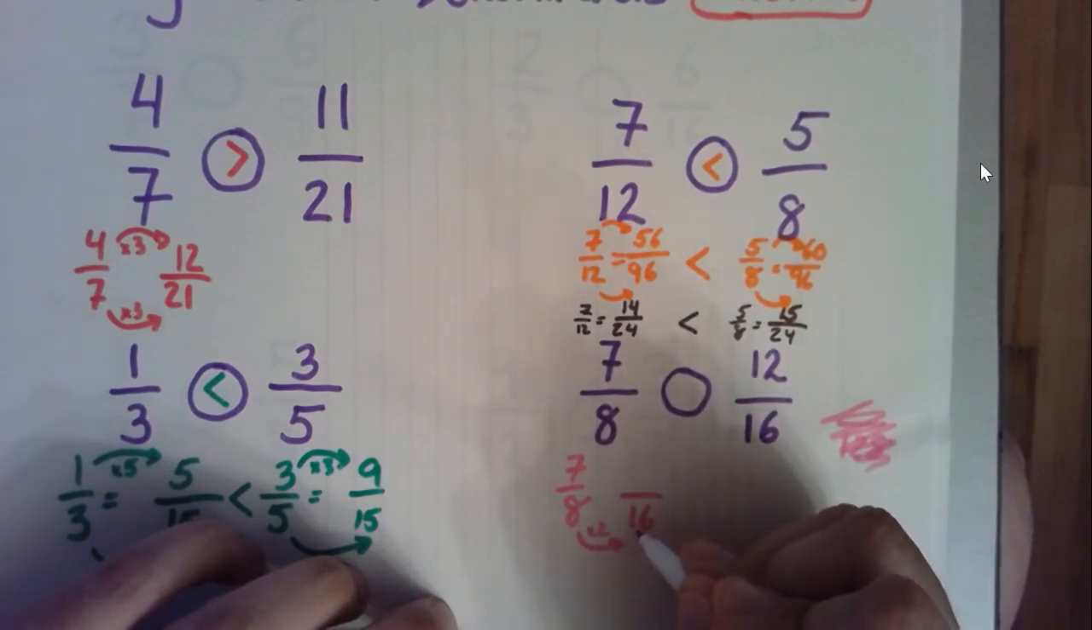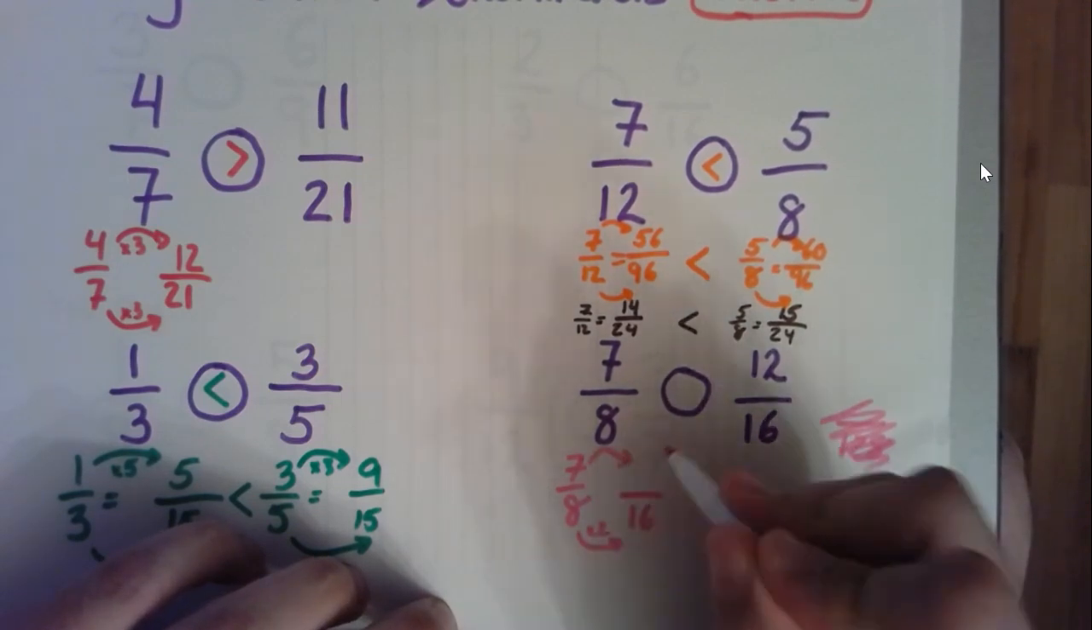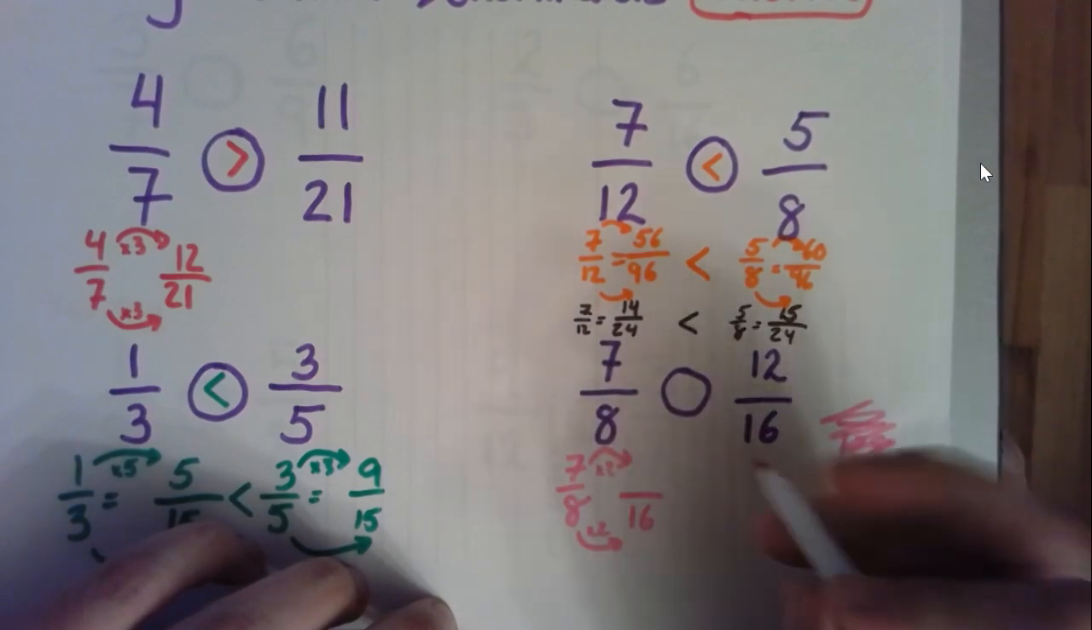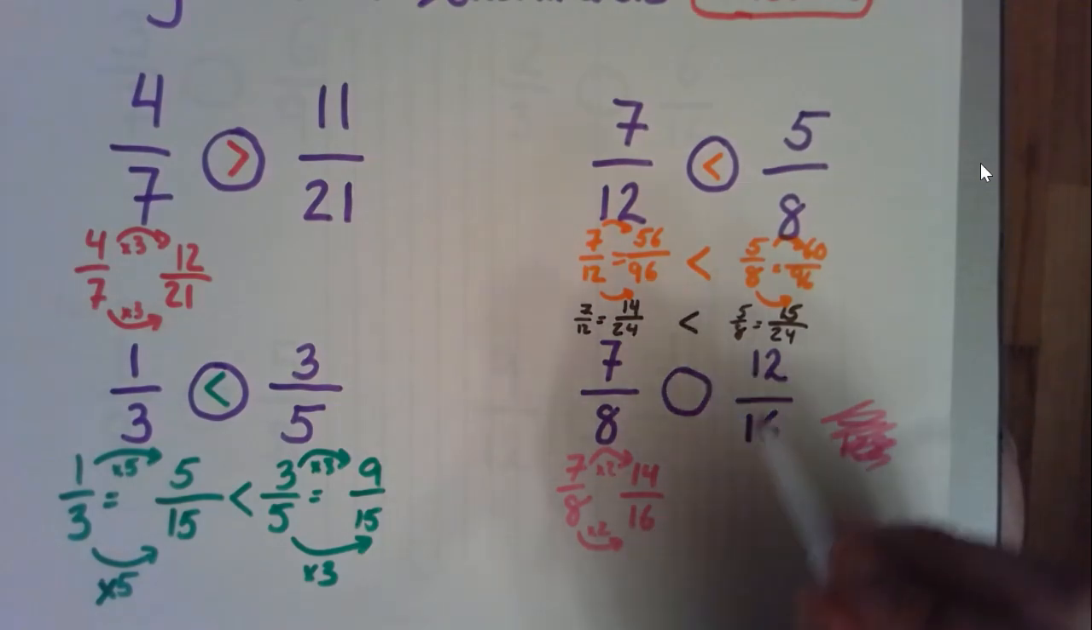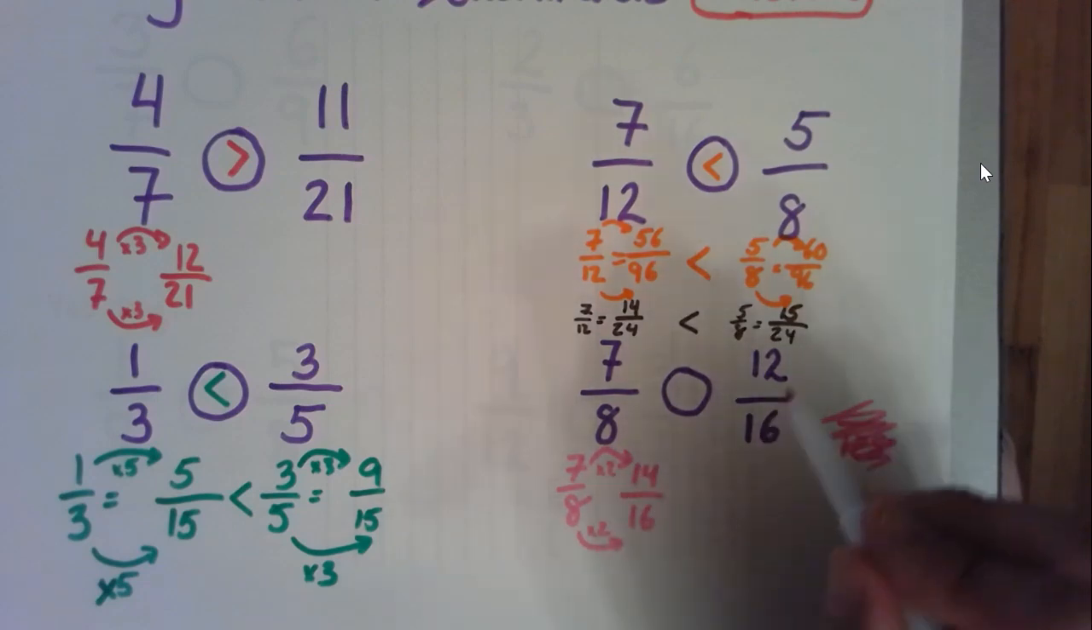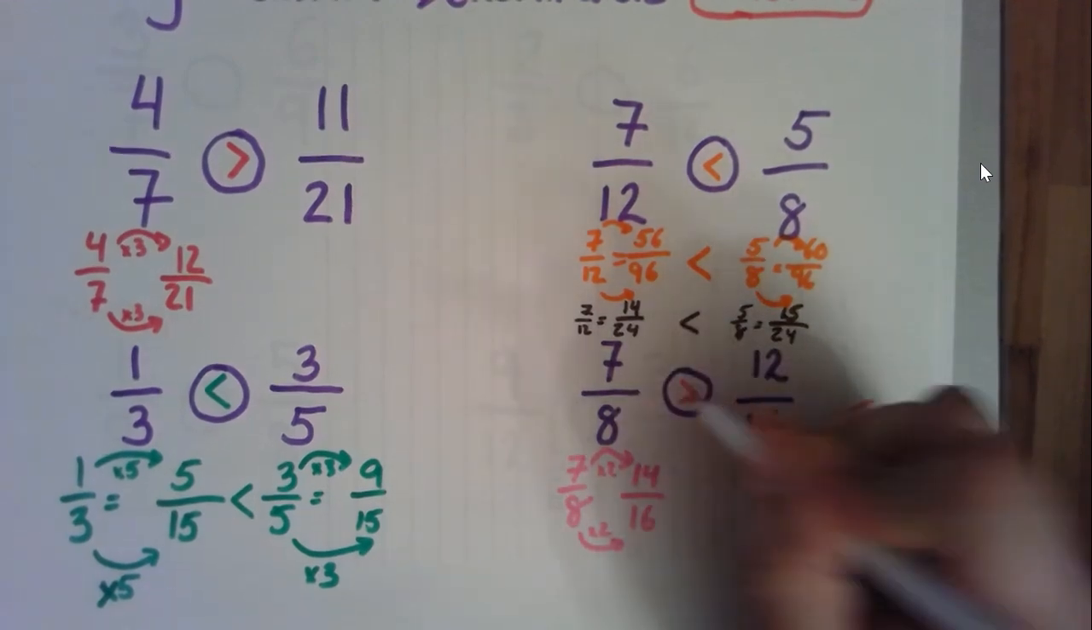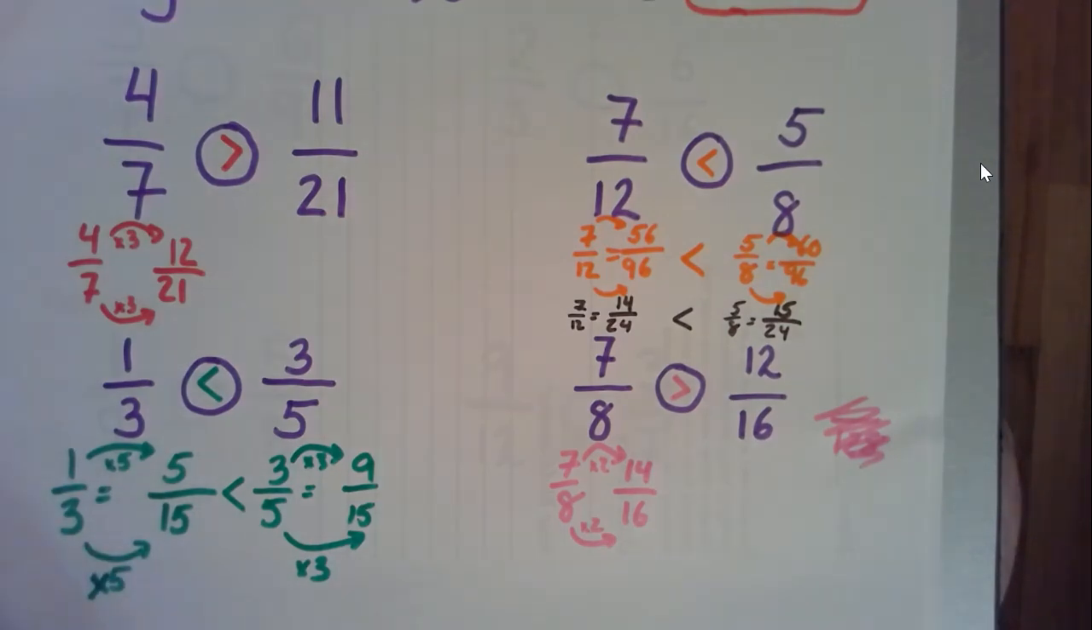If I'm doing times 2 for my denominator, what do I do to the bottom? I've got to do to the top. 7 times 2 is 14. 14/16 compared to 12/16. And that tells me 14/16 is slightly larger than 12/16. So 7/8 has to be larger than 12/16.